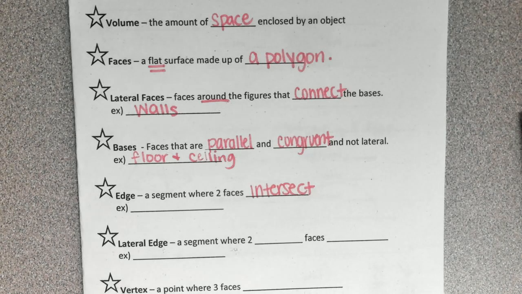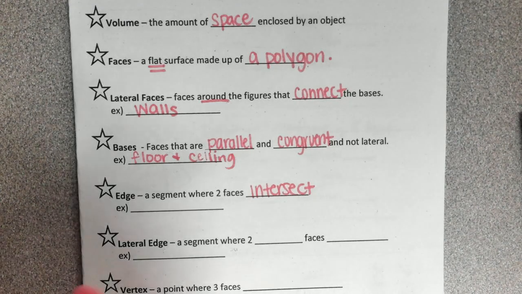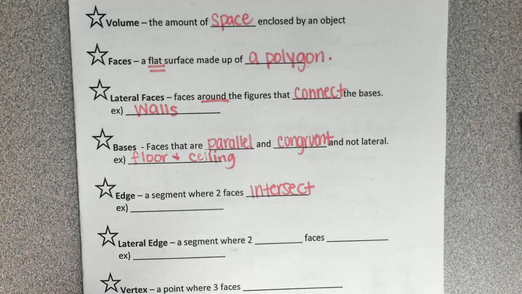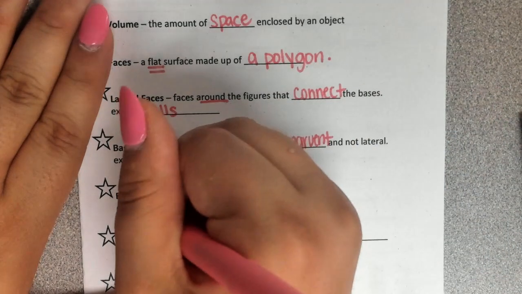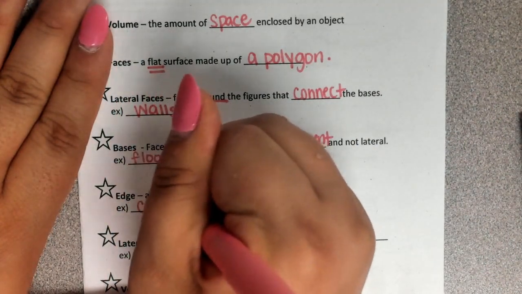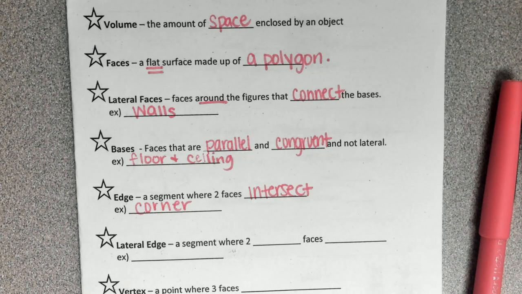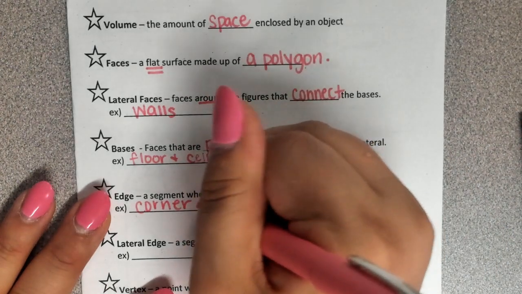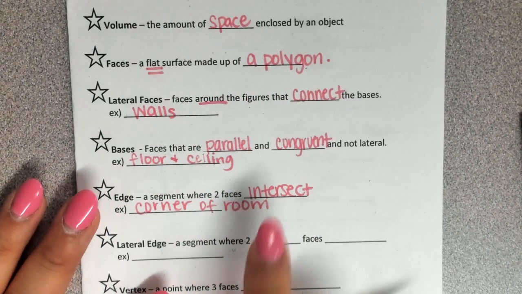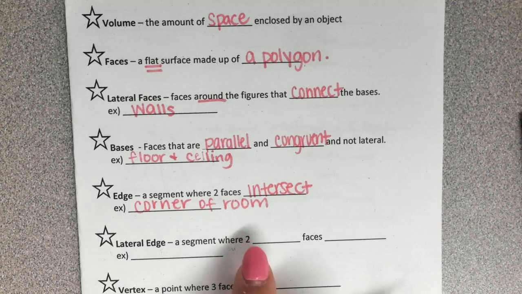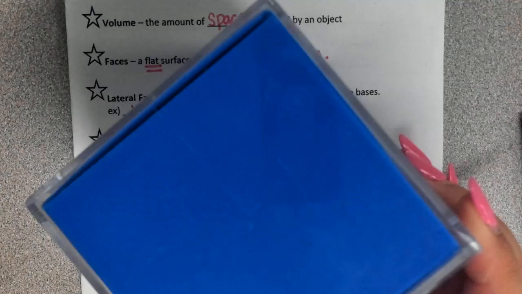In this room, what is an example of an edge? The corner. Now this room's weird because it has like a little box at every corner. But yeah, did your parents ever tell you to go to the corner when you were younger? They were telling you to go to the edge of the room. So that is the corner of the room. Can you please make sure you write corner of the room? Because do you agree the corner of a room is different than a corner of a box?